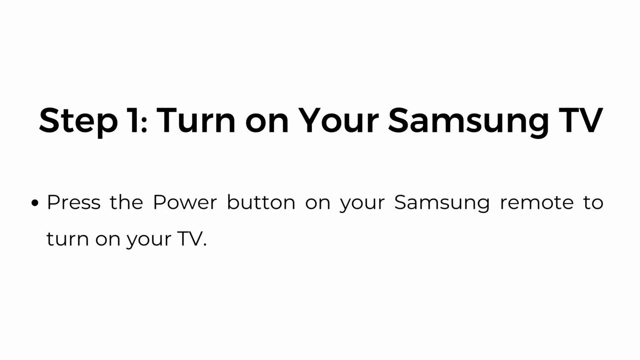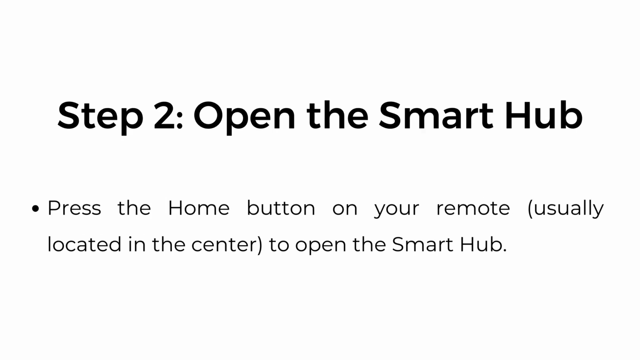Step number one, turn on your Samsung TV. Press the power button on your Samsung remote to turn on your TV. Step number two, open the Smart Hub. Press the home button on your remote, usually located in the center, to open the Smart Hub.